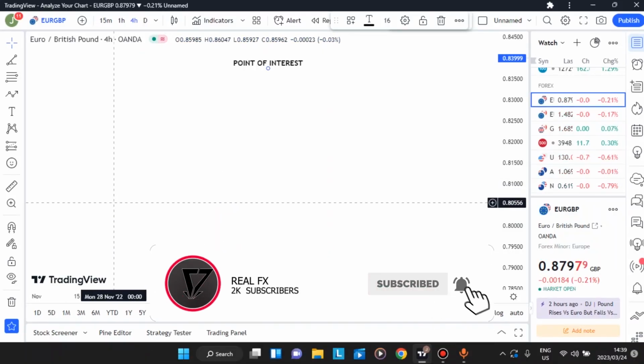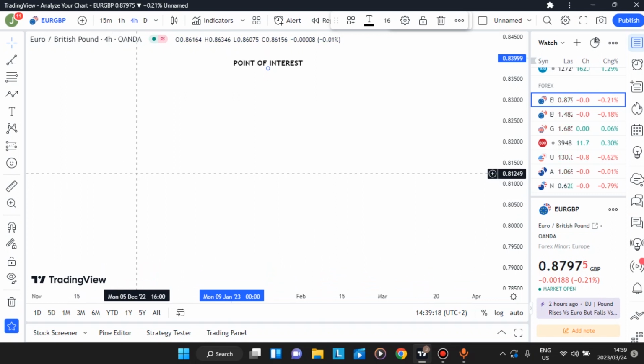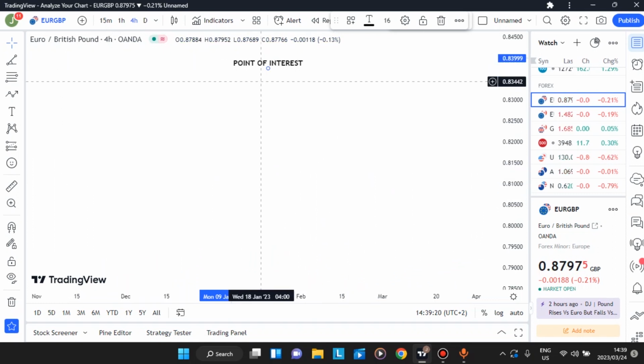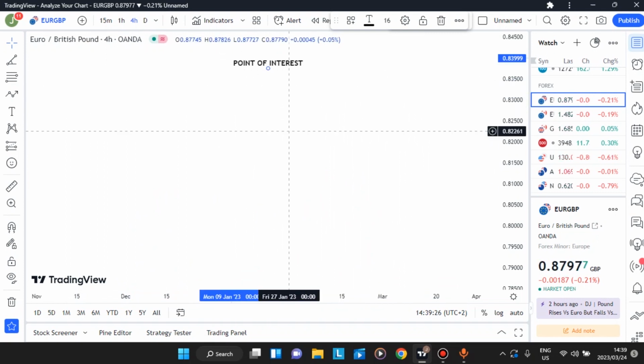Okay, now let's talk about a point of interest. Now I'm gonna go ahead and draw a simple illustration, and then I'm gonna show you where I look for my points of interest. These are very significant points where the market can turn.